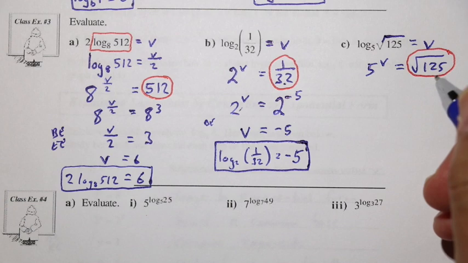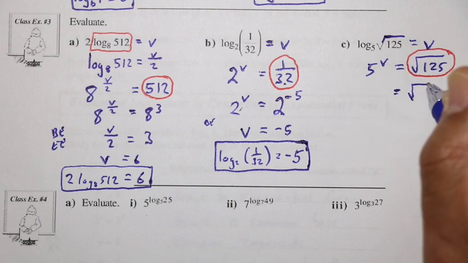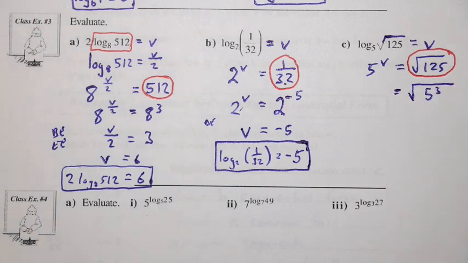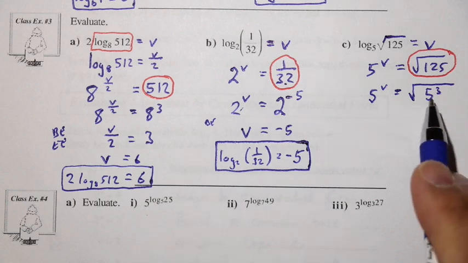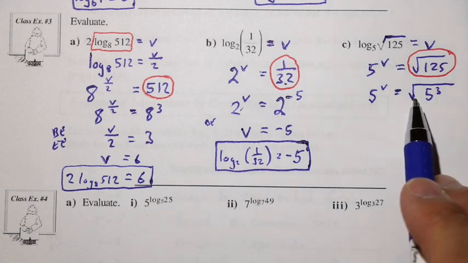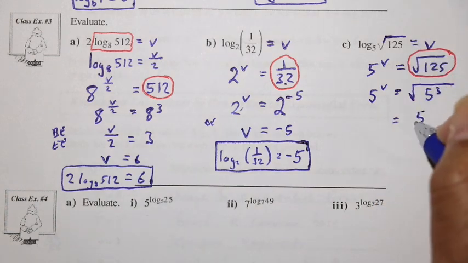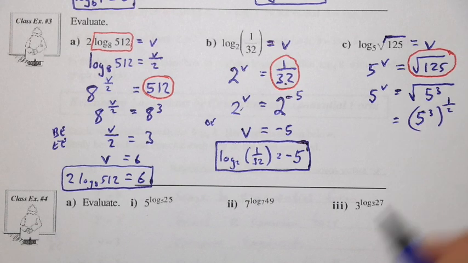Inside it, if we just dealt with the number 125, we could say that 5 cubed was equal to 125. 5 times 5 is 25, times another 5 is 125. And so we're almost there, but we also need to recognize that the square root means raising to the exponent of a half. So we have really 5 cubed, but it's raised to the exponent of a half.